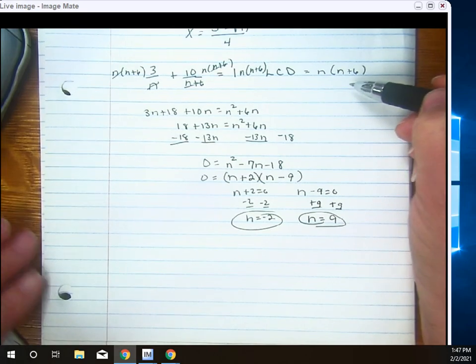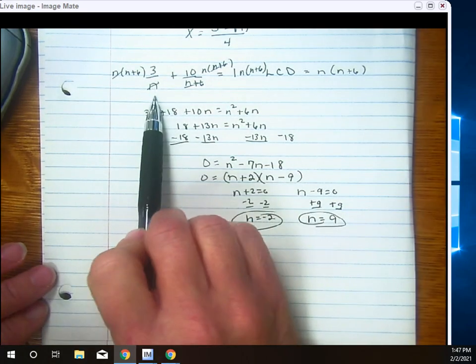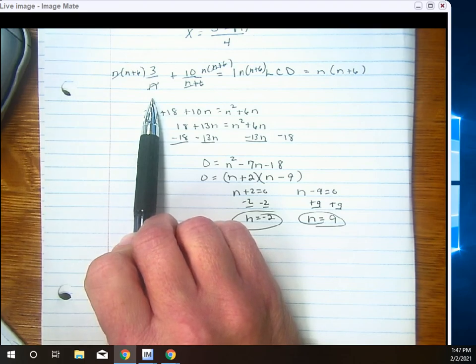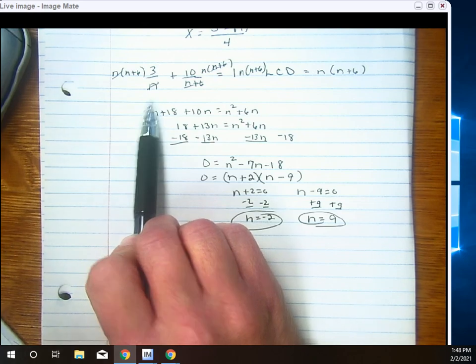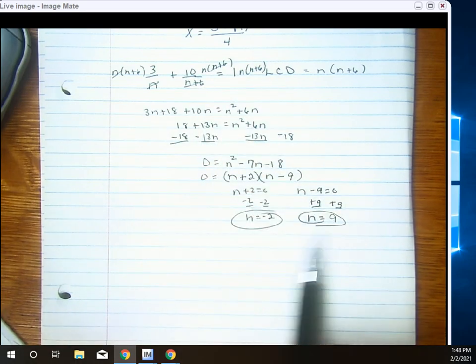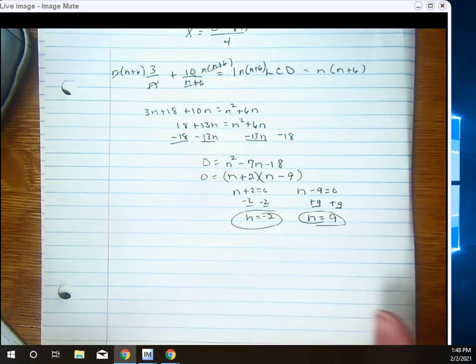Back at the original problem, we had a fraction. What value of n would make 3 over n undefined? What number can you not divide by? Any number divided by itself is 1. What number can you never divide by? 0. So if n is 0 or if n is a negative 6, that's not one of our choices, so we're good.